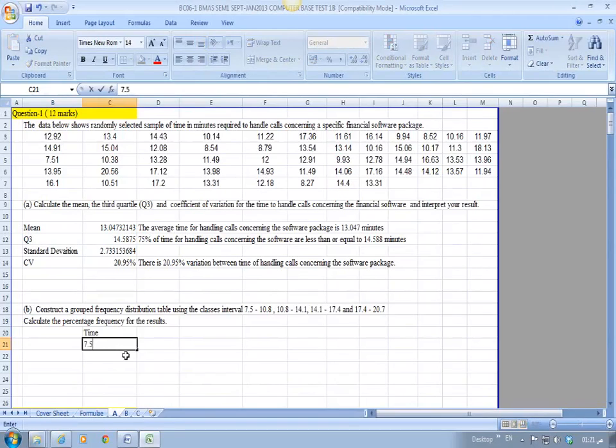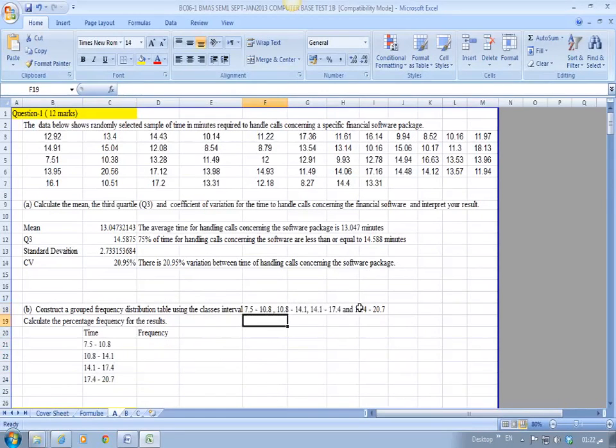7.5 to 10.8, and then 10.8 to 14.1, and then 14.1 to 17.4, 17.4 to 20.7, and here we want a frequency. So here these are 7.5 to this one.